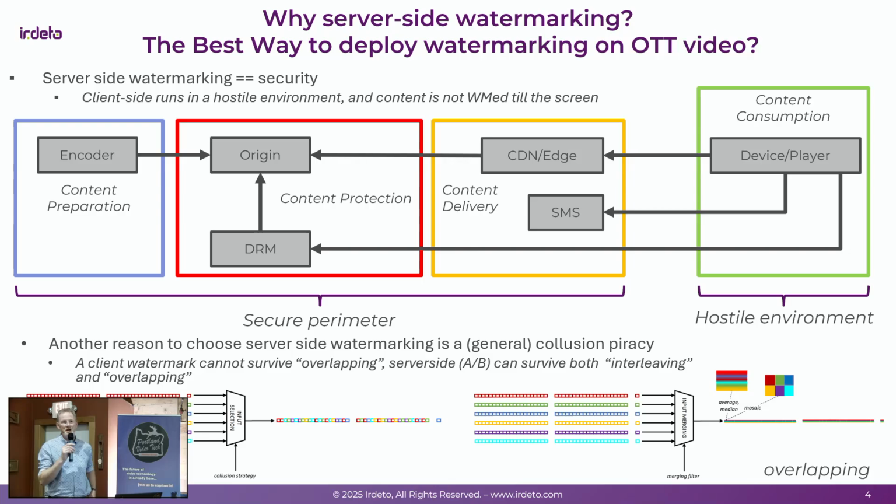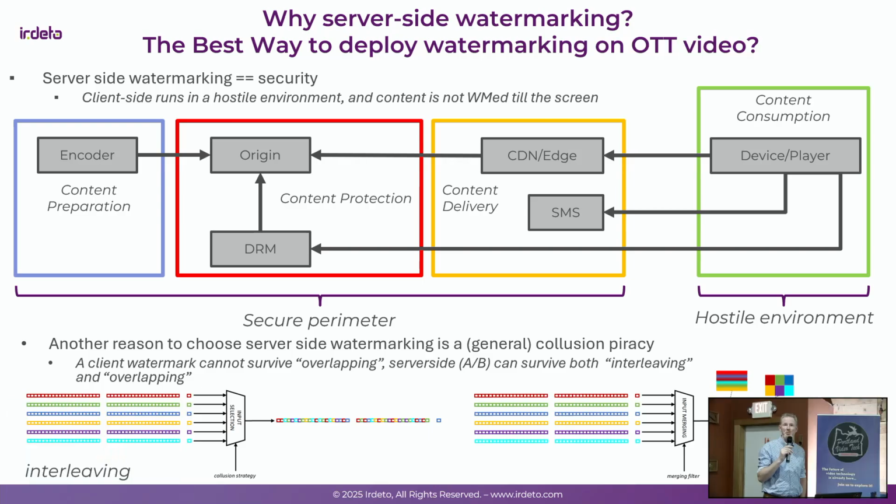So why would you then need server-side watermarking? Why is it that we recommend a server-side solution instead of a client solution? It has to do with what we also call the secured perimeter. Especially for OTT, but also to a certain extent for broadcast, where does that secure perimeter end?